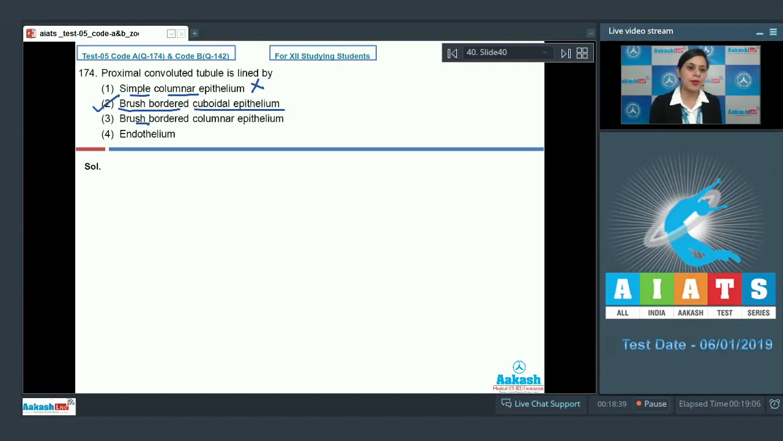The next option is brush-bordered columnar epithelium, and this is an incorrect option because PCT is not lined by columnar epithelium. Columnar epithelium is the inner lining of organs which are involved in functions of secretion and absorption. The next option given is endothelium, and this is an incorrect option because endothelium is the lining of blood vessels. So the correct answer to this question is option number 2. Let's discuss the next question.